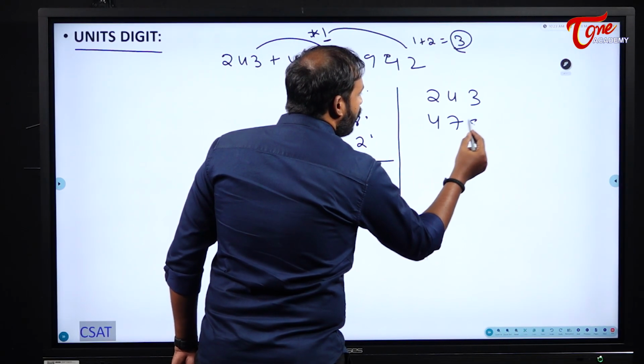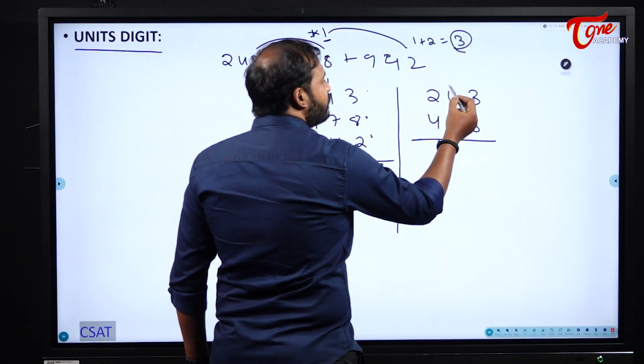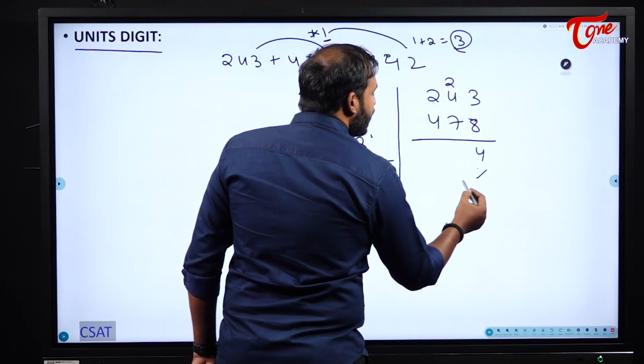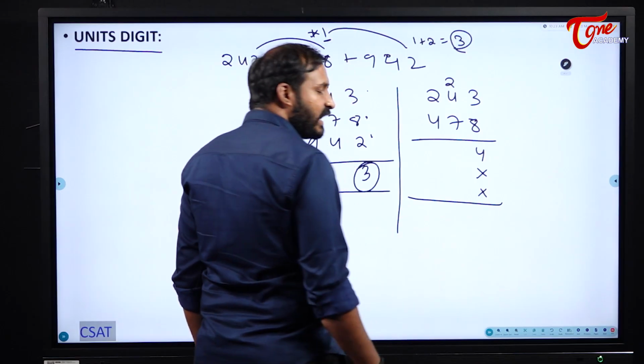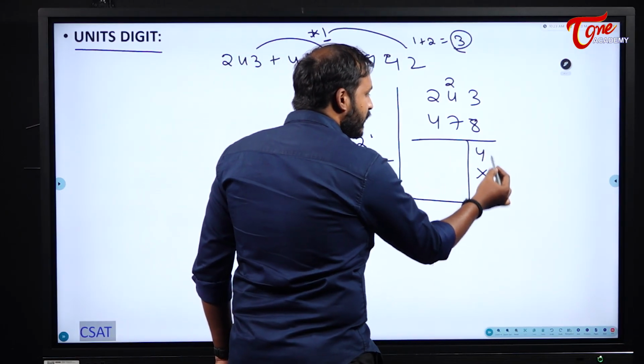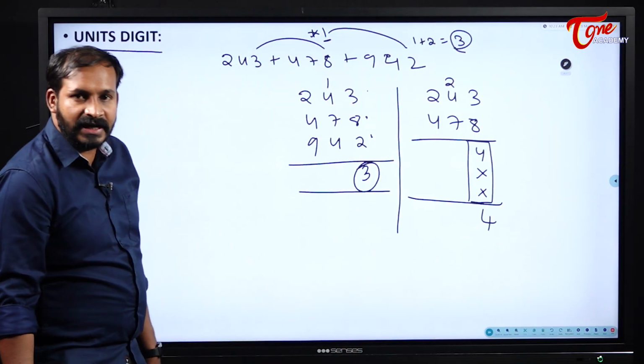Similarly, if there is a product, that means when I want to multiply 243 with 478, what is the procedure when we multiply it? We multiply 8 with 3. 8 3s are 24, we will write 4. And we will not add anything to this 4 once again till the end. Why? Because this 4 will not be disturbed at all till the last, and directly we will write it as 4.